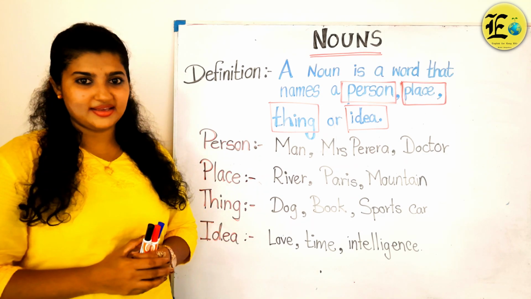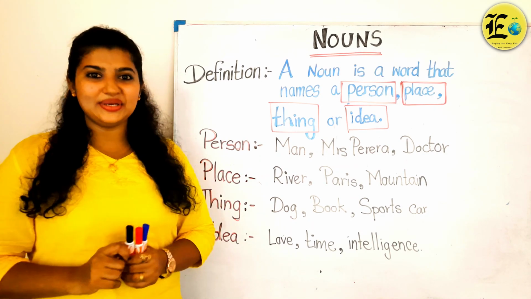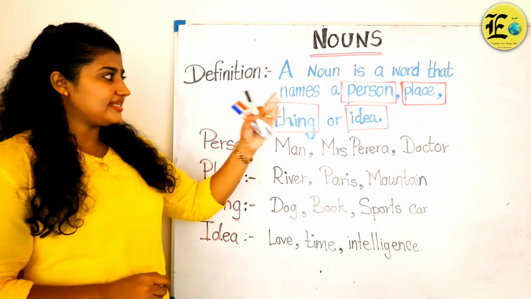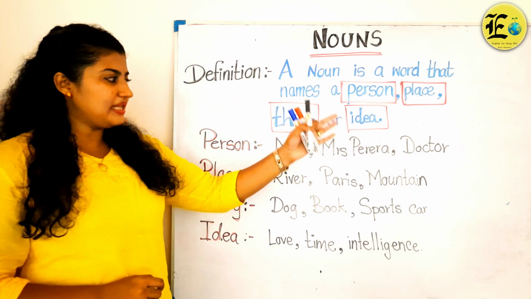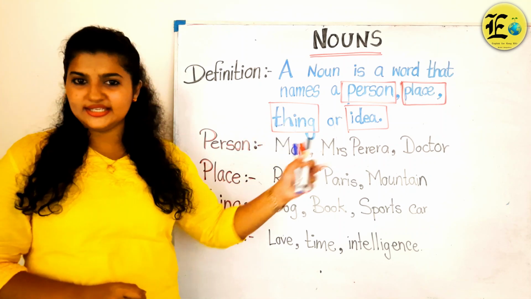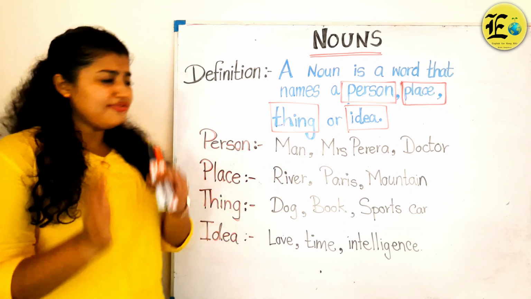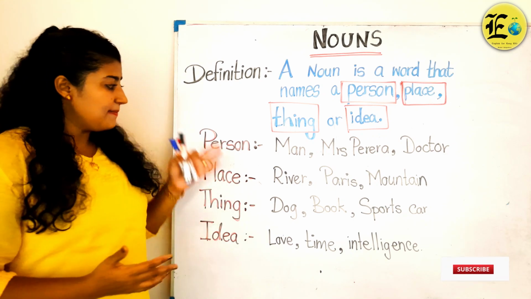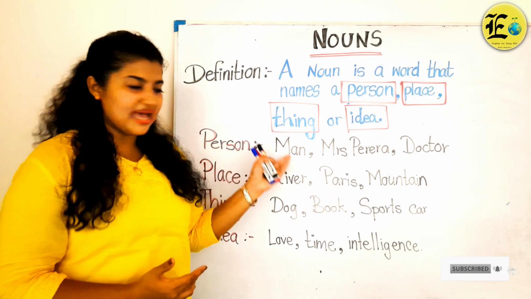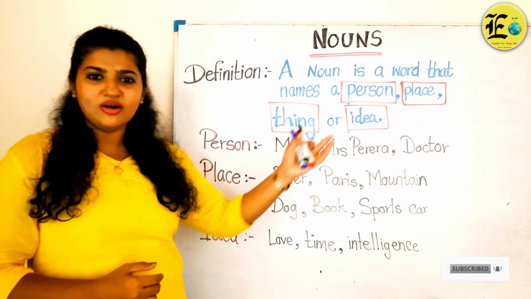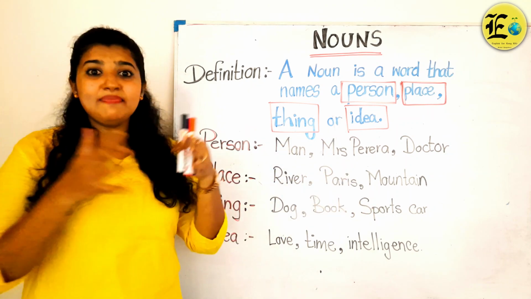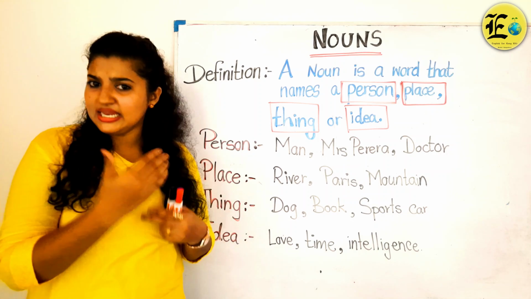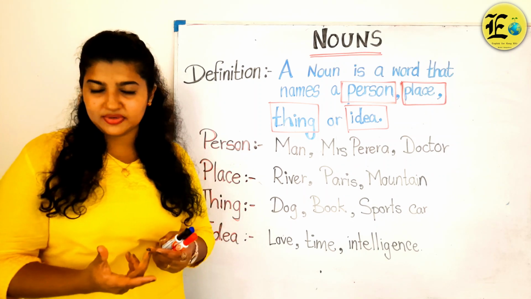Now let us see how exactly we could define a noun. A noun is a word that names a person, place, thing, or idea. Now, if we look at the examples, person means man, Mrs. Pereira, or doctor. You can name any person. So, be specific. If you give a name for a person, that is a noun.